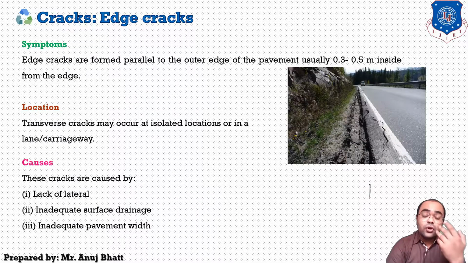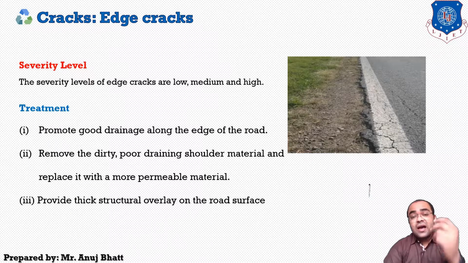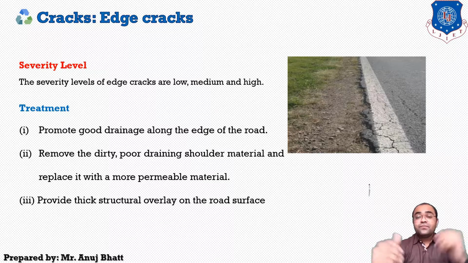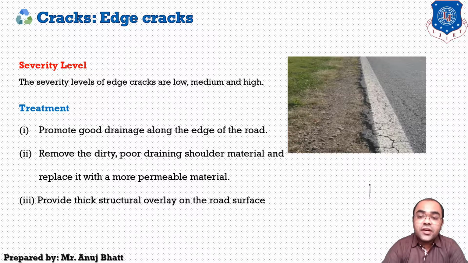Now if we talk about the treatment of such cracks, then as a treatment we have to promote good drainage along the edge of the road and make sure that the surface water will run to the nearby drain and not pond along the pavement edge. Also, remove the dirt and poor drainage shoulder material, and replace it with a more permeable material.